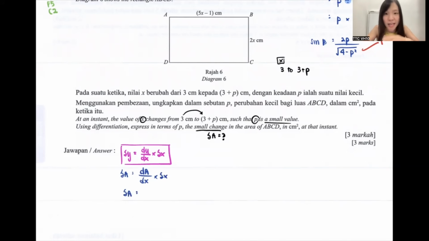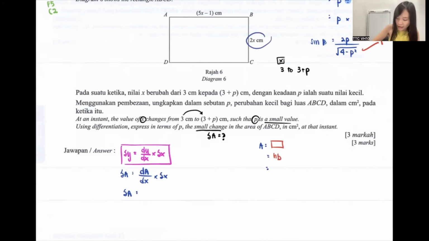How do I have dA dx? Differentiate. Differentiate which one? See which one got formula. I think area can have formula. So do they give you area formula? No, but you guys can find yourself. How do I find area for rectangle? So area for rectangle, isn't it, is always the formula of height times base.